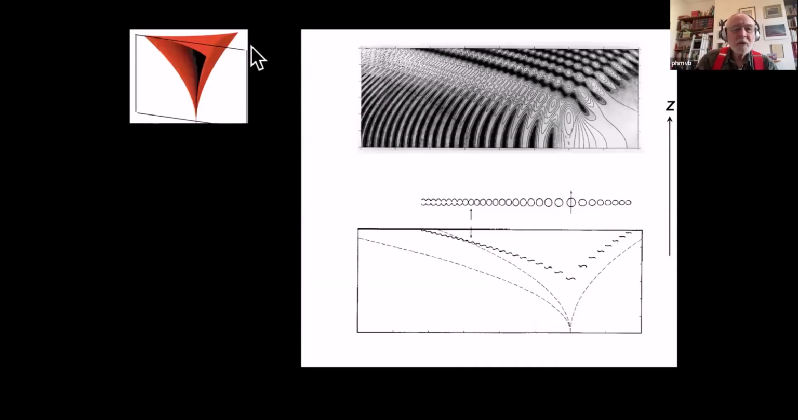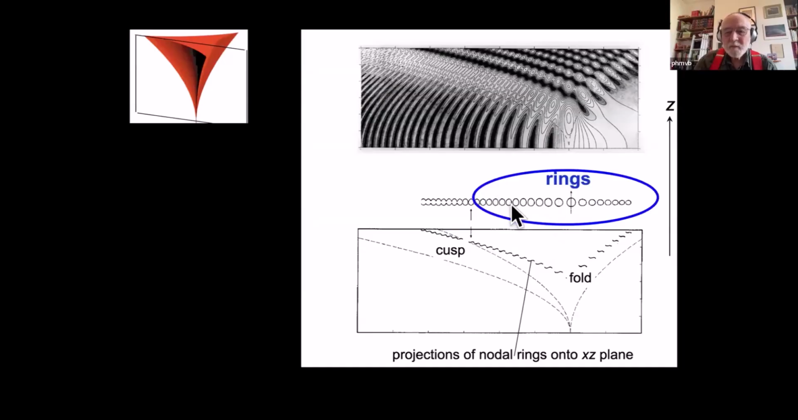Well, let's take a downward slice here. Take this vertical slice. Here it is, and here it is schematically. Here's where the cusp comes. Here's where the fold comes on this side and this side. And what exists there is a pattern of rings of zeros. And these are the projections onto the xz plane. And well, these have an interesting structure. There are rings which, after some distance beyond the cusp, become connected into a hairpin.